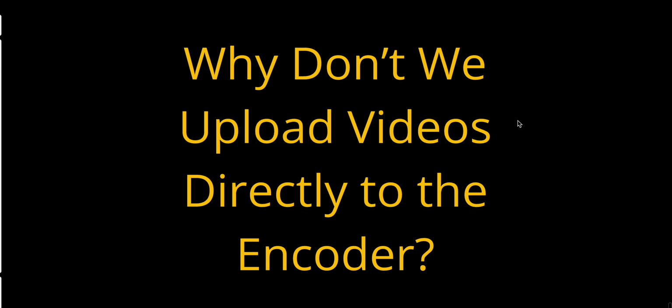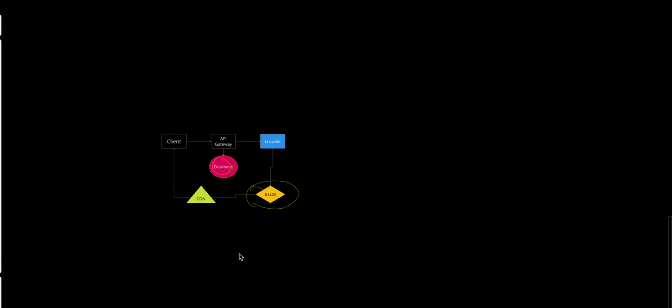Have you ever wondered why platforms like YouTube don't let you upload your videos directly to their encoders? Wouldn't it be faster and more efficient to upload the video right to the encoders? Today we will explore why introducing a server, like an API gateway, between the client and the encoder is actually a smart design decision. So let's dive in and look at our system design.